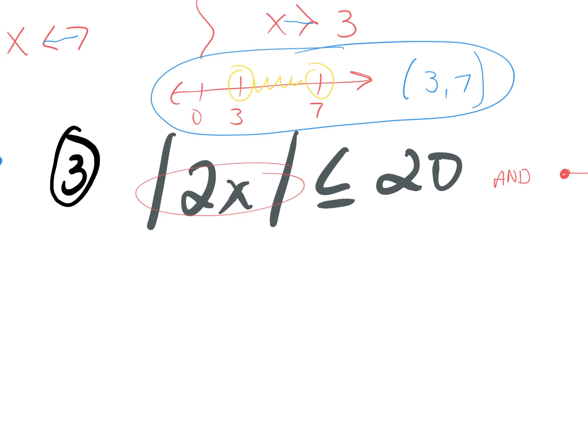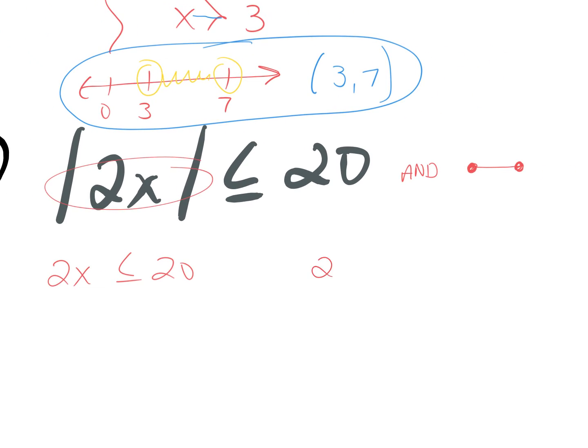Is your absolute value by itself? Yes. Is there anything being added, subtracted, multiplied, or divided on the outside? No. So we're good. We can rewrite this as 2x less than 20. My second inequality is 2x is what? Greater than or equal to negative 20. You change the sign of the answer and flip the inequality.